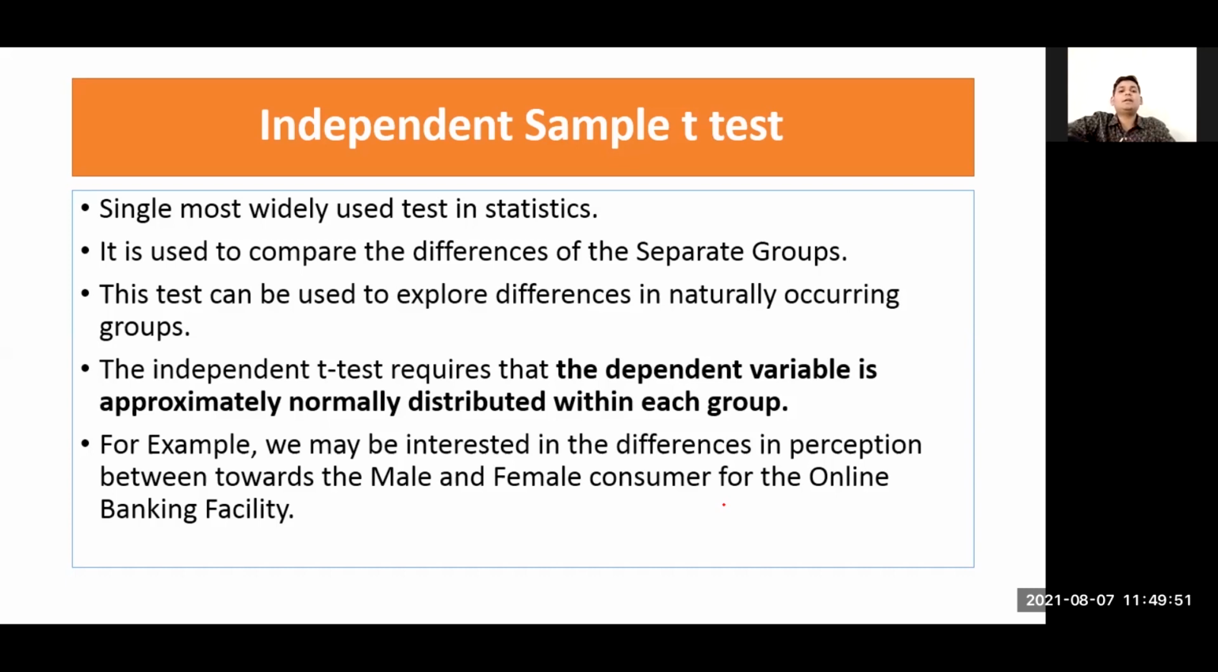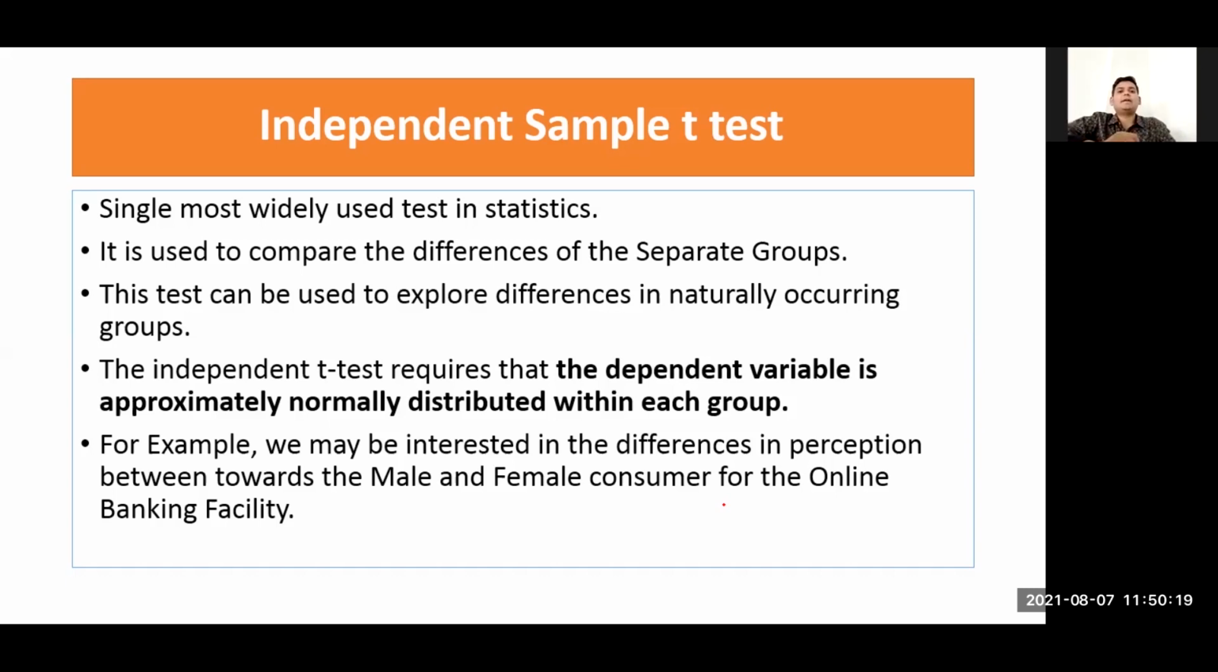It is purely extempore that we have collected the survey and the responses from the market, right? And that is why the independent t-test requires that the dependent variable is approximately normally distributed within each group, right? So there are two kinds of variable, right? Dependent variable and independent variable. First of all, we need to understand the difference between the two variables. What is a dependent variable and what is an independent variable?